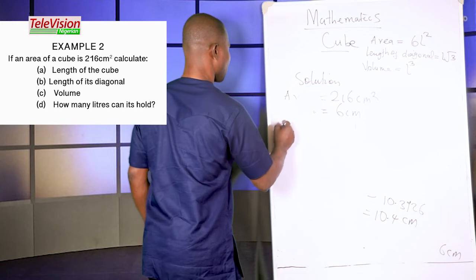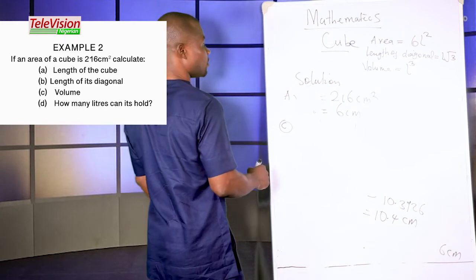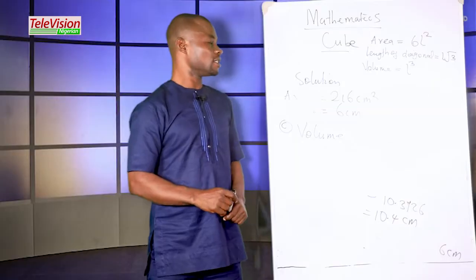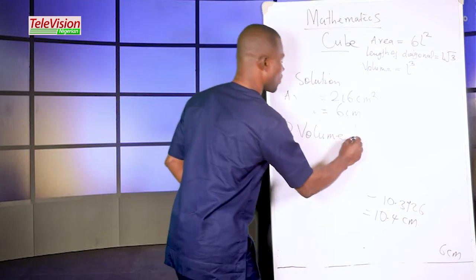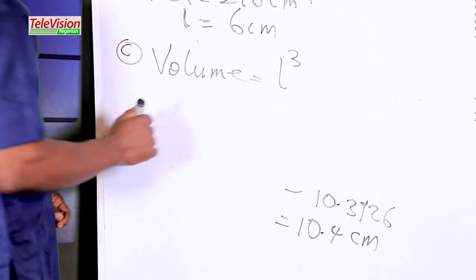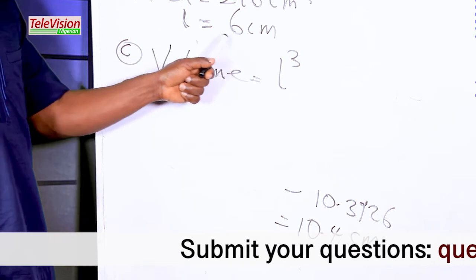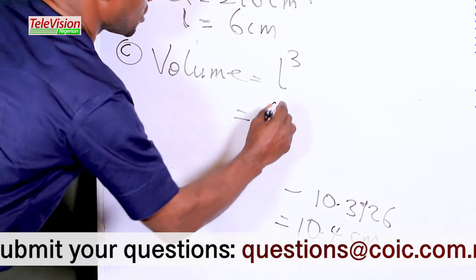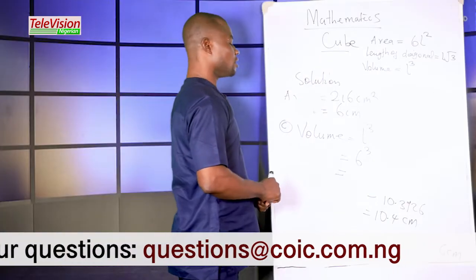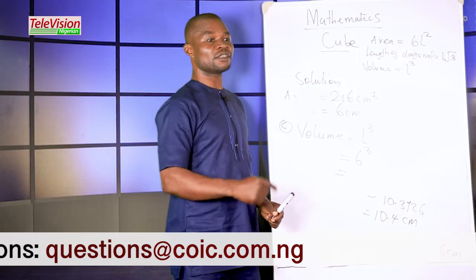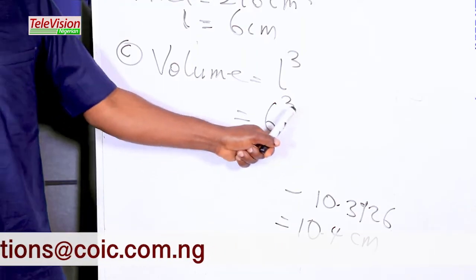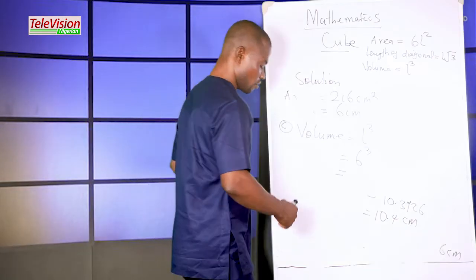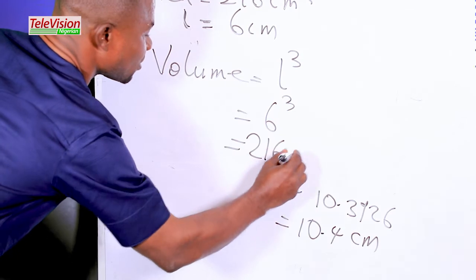C, we are looking for the volume. The formula of volume is equals to L raised to the power 3. So we substitute 6 for L, which is equals to 6 raised to the power 3, meaning 6 times 6 times 6. So 6 raised to the power 3 is what? 6 times 6 times 6, you are correct, which is equals to 216 cm.